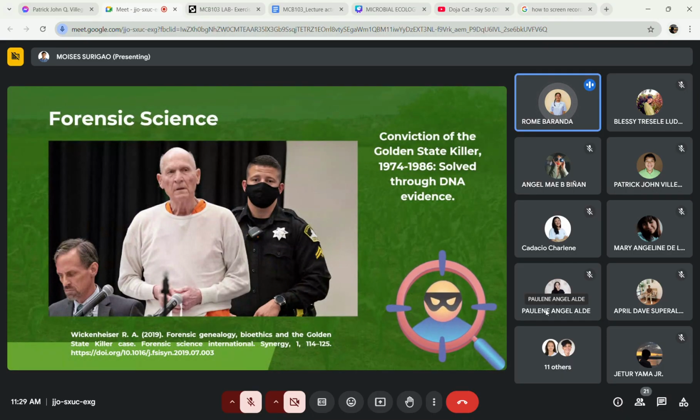Another is our forensic science, wherein DNA fingerprinting is very helpful in detecting criminal cases like murder, robbery, rape, kidnapping, and etc. And as an example, we have here the conviction of the Golden State Killer.